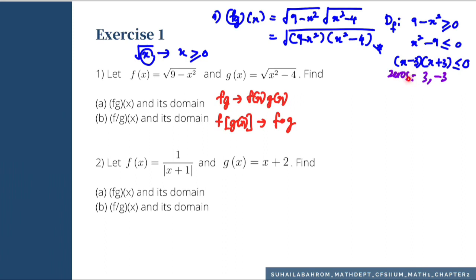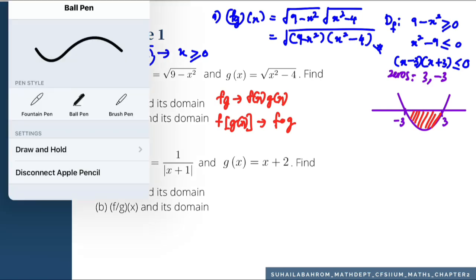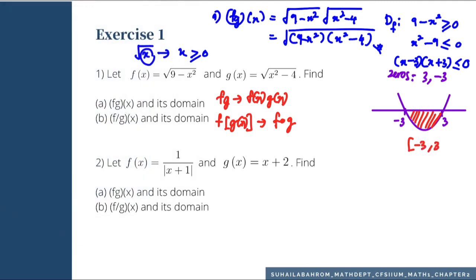Once we have put it in factor form, we either draw the sign table or use a quadratic graph. So we have a small graph together with those two zeros. The lowest zero is negative 3, the next one is 3. Since the inequality notation here is less than or equal to, our shaded region should be here. From this area, our domain is from -3 until 3.